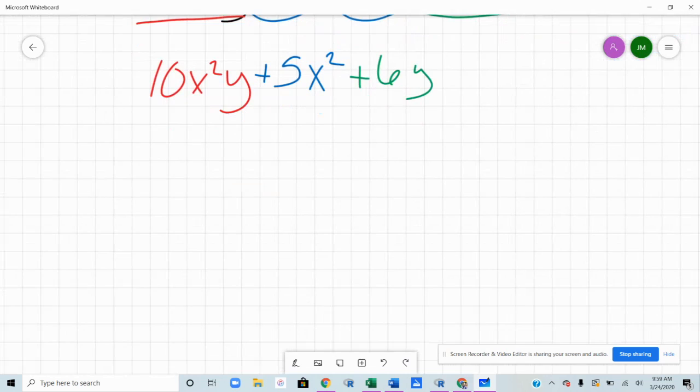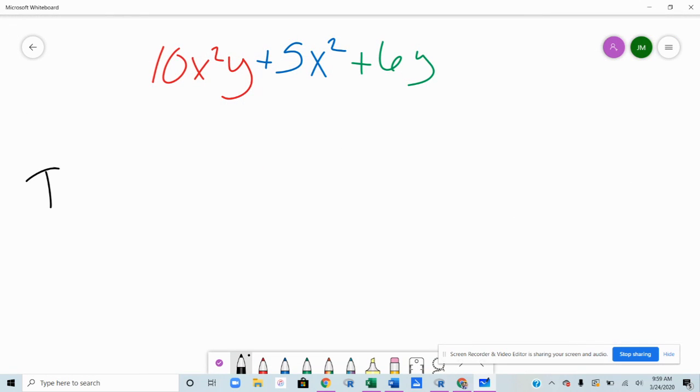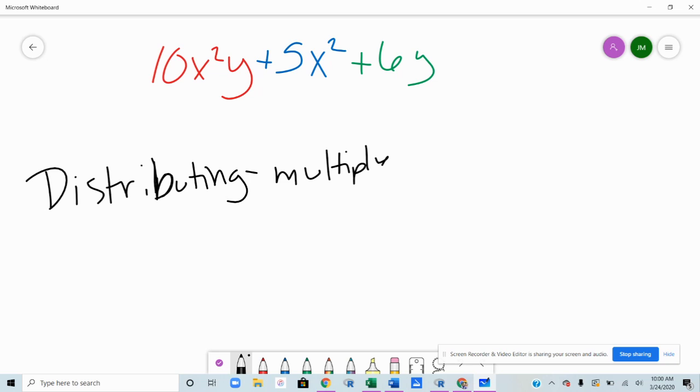Okay. Now let's move on and talk about distributing. Distributing. That is when you are multiplying and you have parentheses. Sorry about that. So you're going to multiply when you have parentheses.